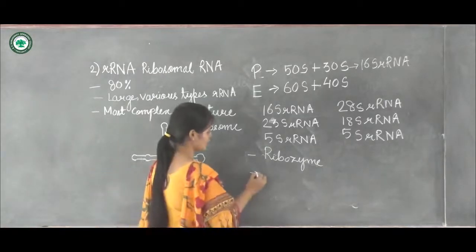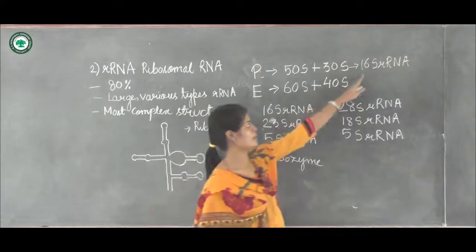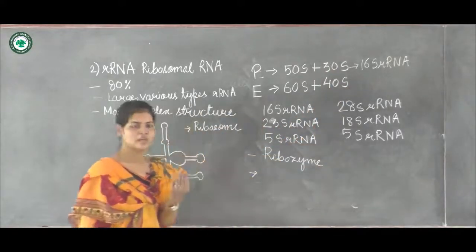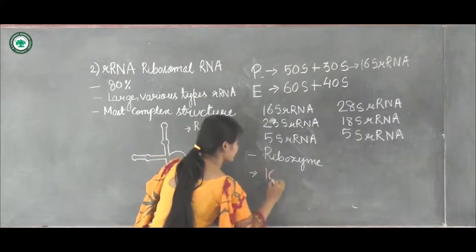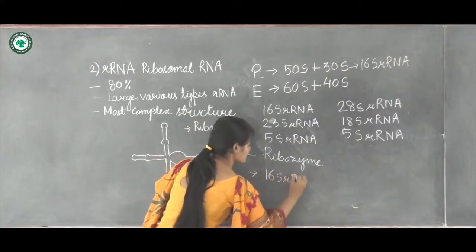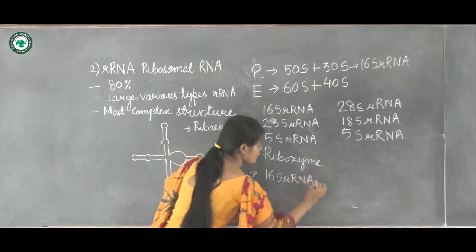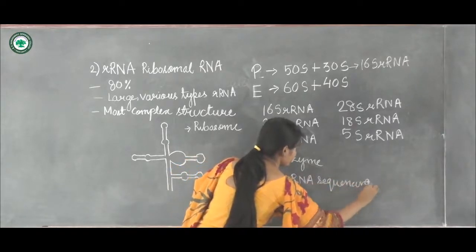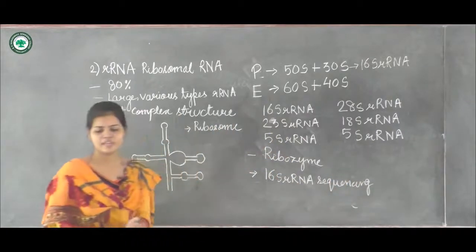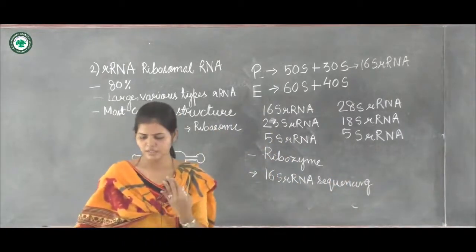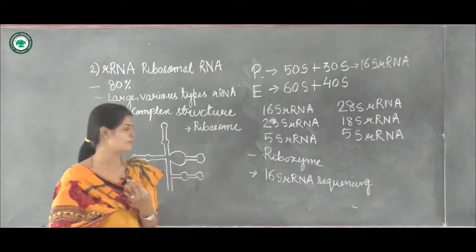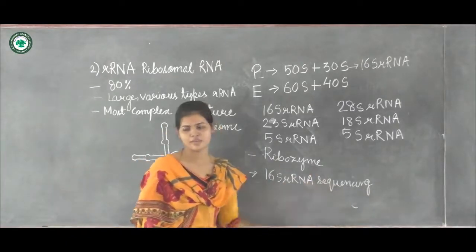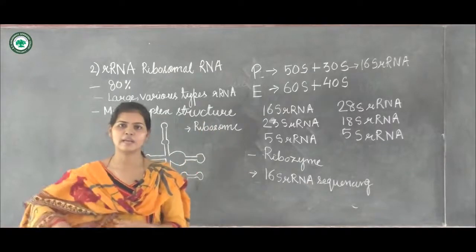Now one more term: this 16S rRNA, which is present in the 30S subunit of the prokaryote, there is one technique, that is 16S rRNA sequencing. By this technique, the bacterial classification scheme was developed using 16S rRNA sequencing. So this is about the rRNA.